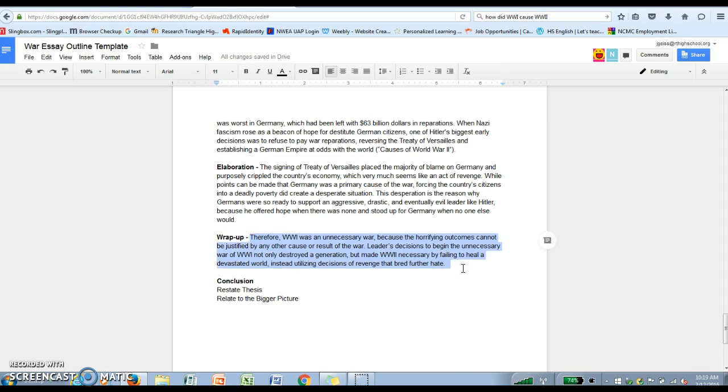It says, "Therefore, World War I was an unnecessary war because the horrifying outcomes cannot be justified by any other cause or result of the war." It's important that you have your transition and then clearly state your position so that readers understand what you have just proven. That's critical. Clearly state your position and then end with elaboration to make your position even more convincing.